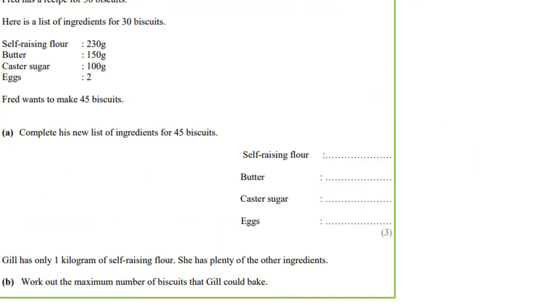Okay, similar question. This time we're given a list of ingredients for 30 biscuits. And it tells us that Fred wants to make 45 biscuits. So, like I did before, I want to think about what number goes into both 30 and 45. I want a factor of 30 and 45. So I know that 15 goes into 30 and 45. So I'm going to work out how much is needed for 15 biscuits and then multiply by 3, because 15 times 3 is 45. So the highest common factor of 30 and 45 is 15, as we've said.